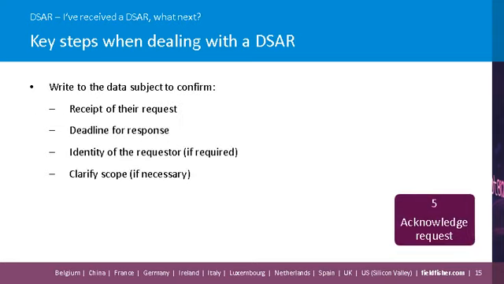The next step after considering the items we have discussed in steps 1 to 4 would be to acknowledge the request. You should write to the data subject to confirm receipt of their request, the deadline for the response, ask to confirm their identity if this is required, and ask them to clarify scope and provide additional keywords and date ranges in order for you to locate the data if that is necessary. You will not need to clarify the scope where the request is already very specific.